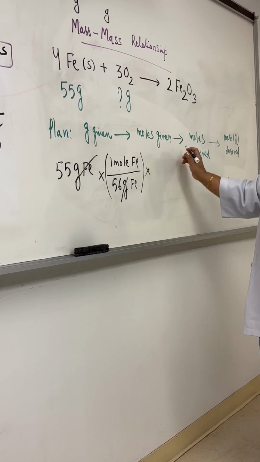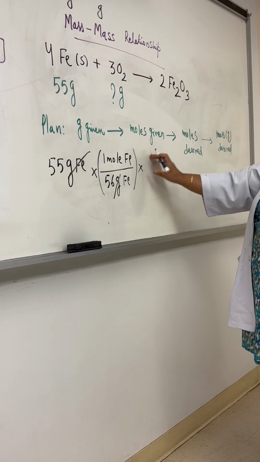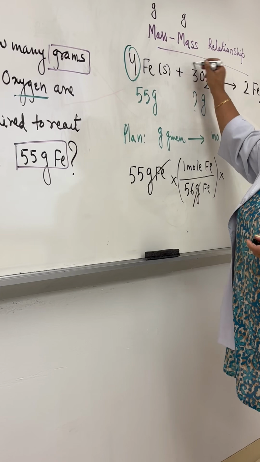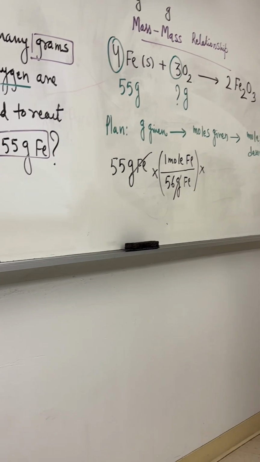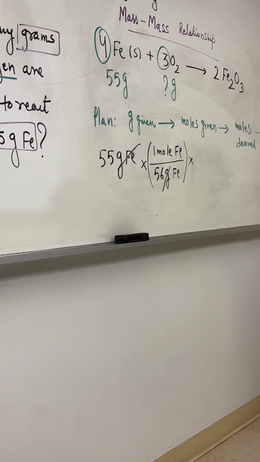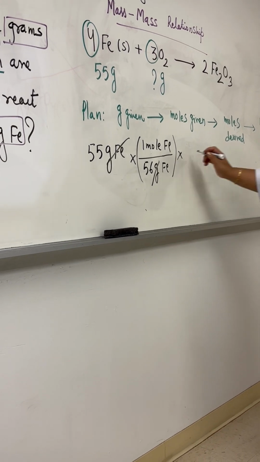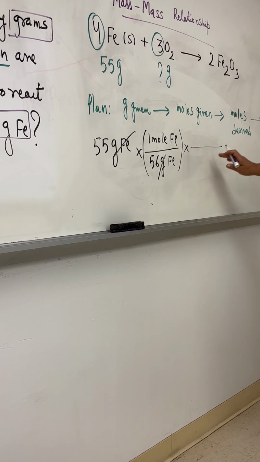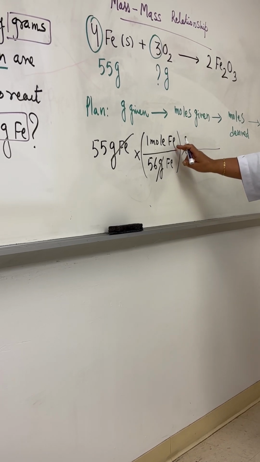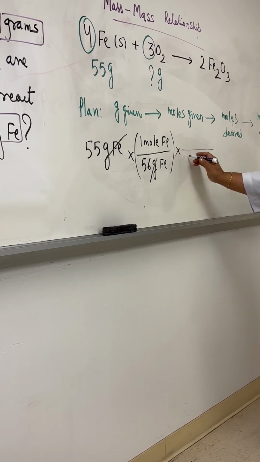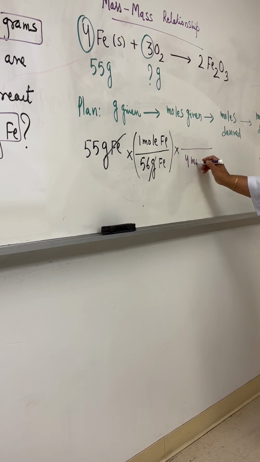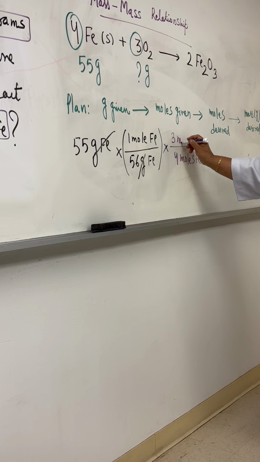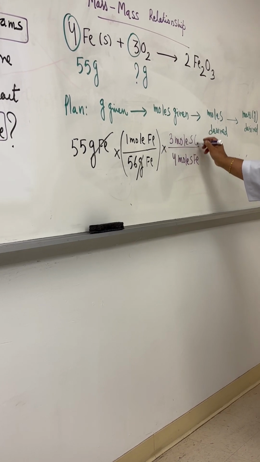What's the next one now? Mole to mole ratio. So what is this ratio between? You have this between iron and oxygen. So what's the stoichiometric ratio between those two? 4 to 3. It is 4 to 3. How to set it up? Which one should go where? Oxygen on top. So we need to cancel iron. So how do we do that? 4 moles of iron is 3 moles of oxygen. So far good?